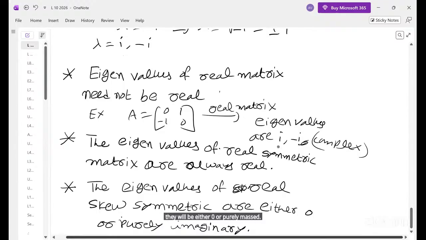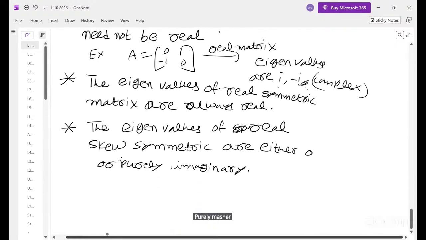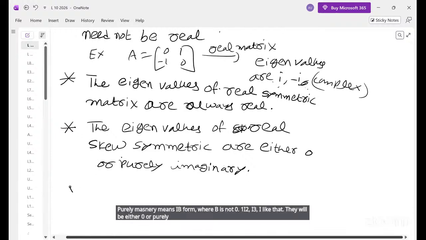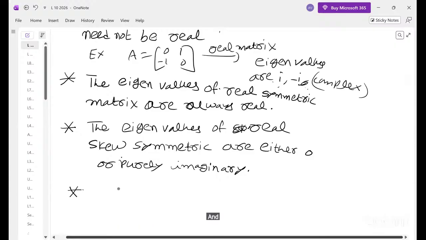Here we got them as purely imaginary, i and minus i. Purely imaginary means ib form, where b is not 0: 1i, 2i, 3i, like that. They will be either 0 or purely imaginary. Very important. And eigenvalues of a real matrix need not be real. These are the three inferences we have seen.